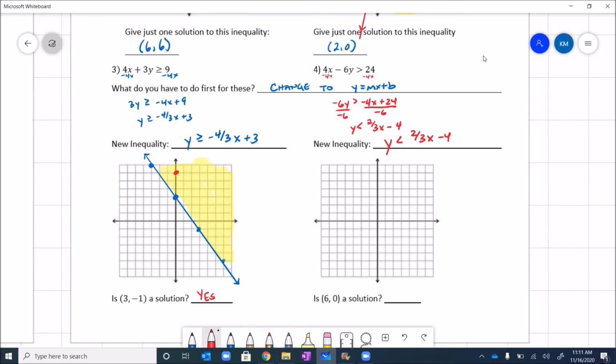1, 2, 3, 4. My intercept. Up 2 over 1, 2, 3. Up 2 over 1, 2, 3. Down 2 over 1, 2, 3.